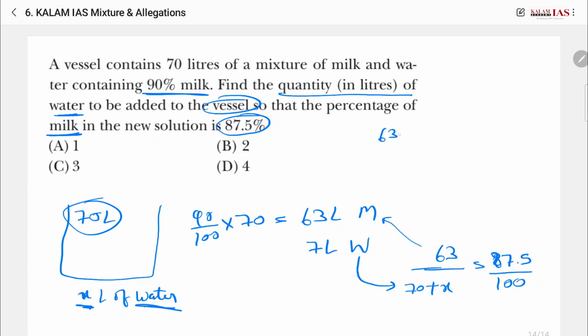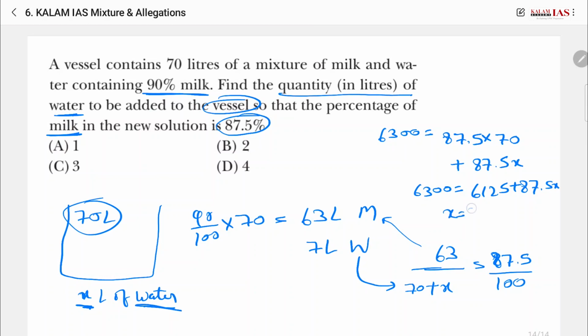Cross multiplying, we have 6300 equal to 87.5 into 70 plus 87.5x. Solving this, 6300 equals 6125 plus 87.5x. The value of x comes out to be 2. So we have to add 2 liters of water, option B, so that the percentage of milk in the solution becomes this.